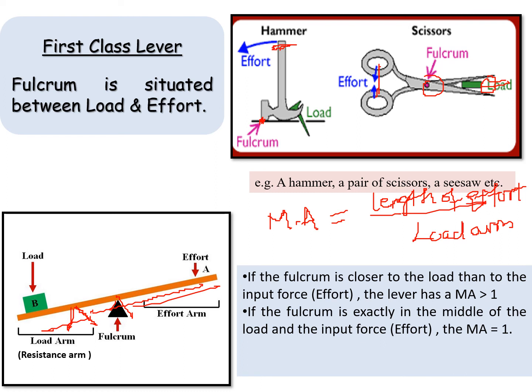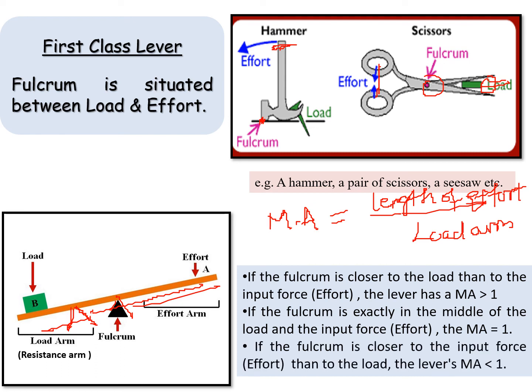However, if the fulcrum is exactly at the middle of effort and load, then the ratio becomes 1. And if the fulcrum is to the side of the effort, then the length of the load arm increases, and in that case the mechanical advantage will be less than 1. So for a first class lever, the mechanical advantage can be greater than 1, less than 1, or equal to 1. A first class lever is a lever where the fulcrum is situated between the load and the effort.